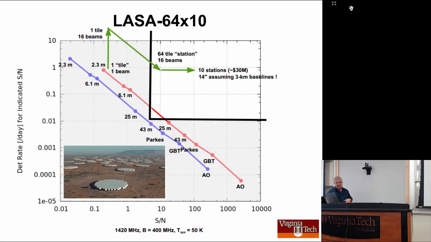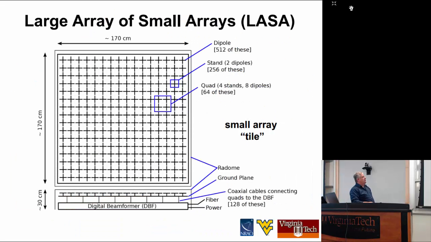So this is what we actually want to build. So this is what these tiles look like. In the current design, this is what we're proposing to NSF next week, as a matter of fact. 170 centimeters by 170 centimeters. They're dense arrays of coupled dipoles. So you see every one of those plus signs is a cross-polarized dipole. There'd be 512 of those in the whole tile.